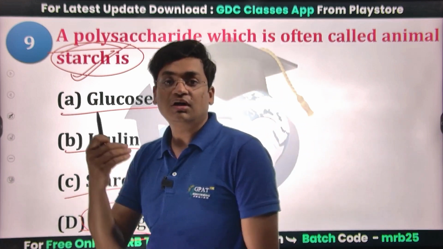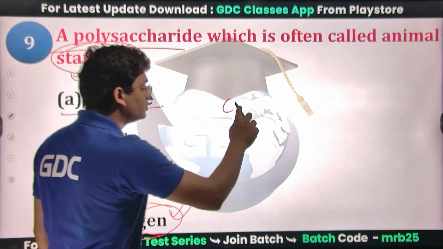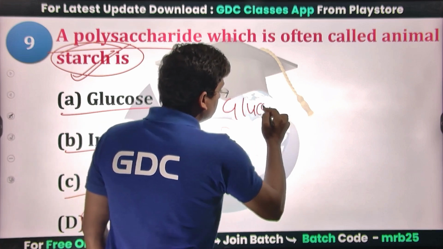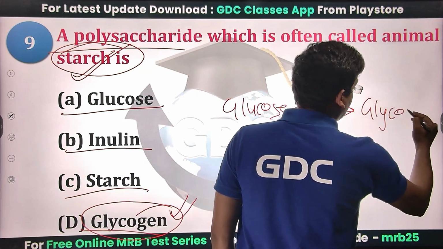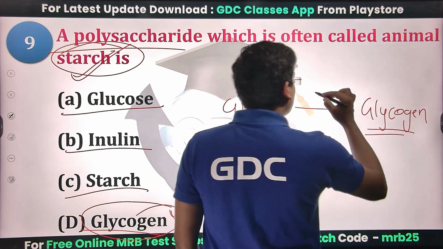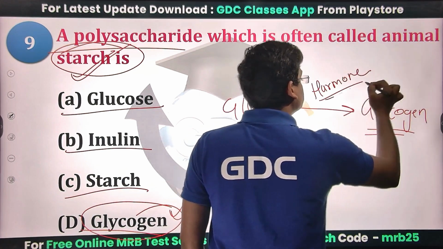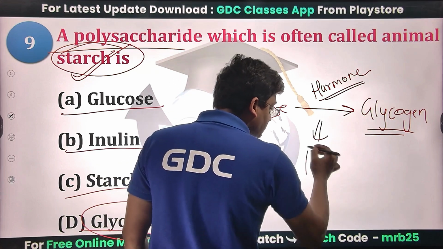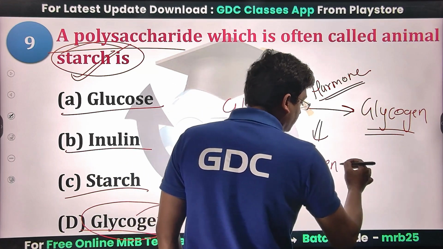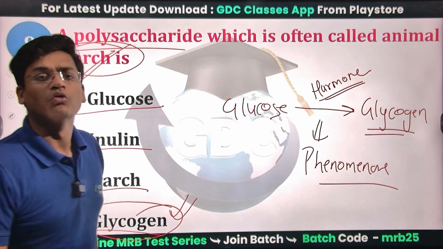And what hormone is responsible for the preparation of glycogen? When glucose converts into glycogen, write down which hormone participates in this reaction, and what this process or phenomenon is known as. Comment down both the answers.